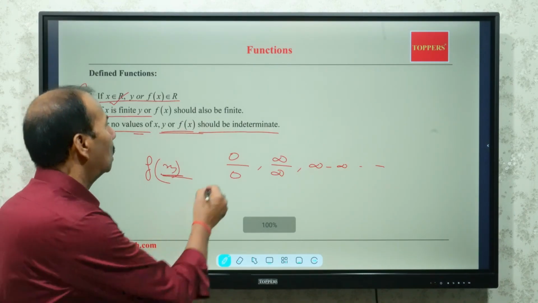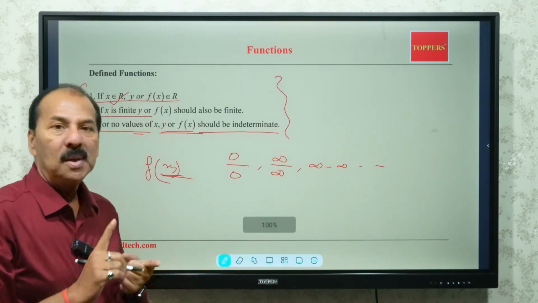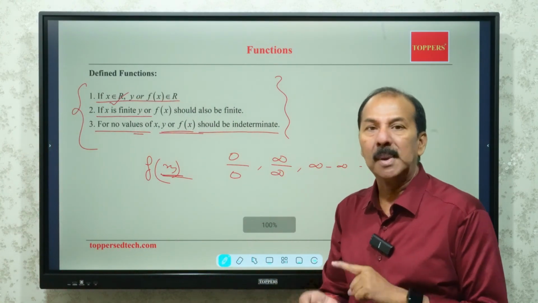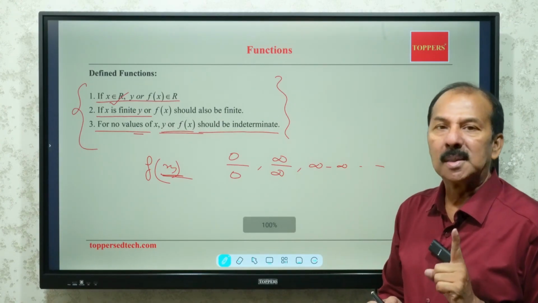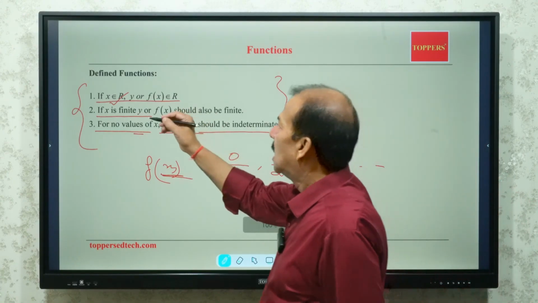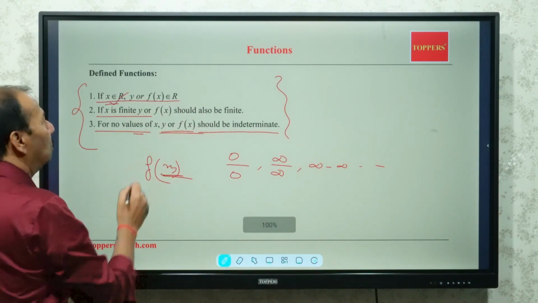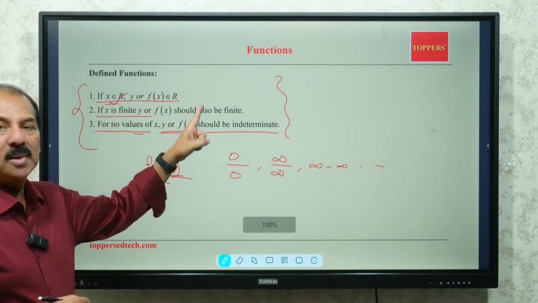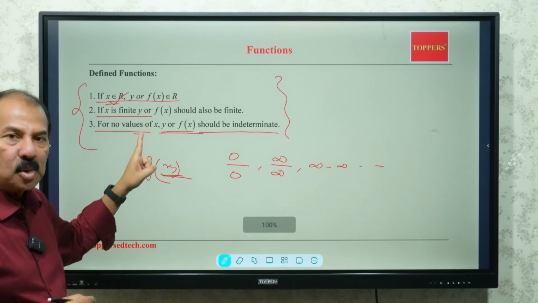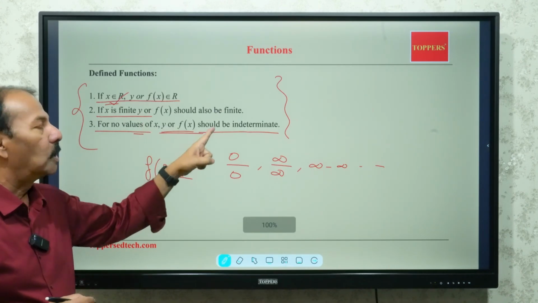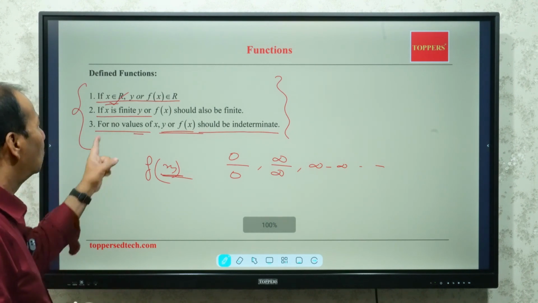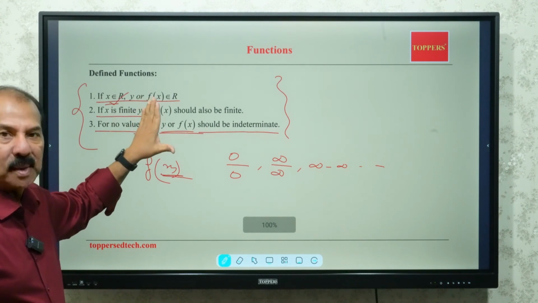Now these are the three conditions. If these three conditions are satisfied simultaneously, then only we say that the function f of x is defined. Otherwise, it is a non-defined function. If x is real, y should also be real. If x is finite, y should also be finite. And we should not consider any value of x in the domain of the function for which y or f of x becomes indeterminate, or takes the form of indeterminate form. So these three conditions must be satisfied, okay?